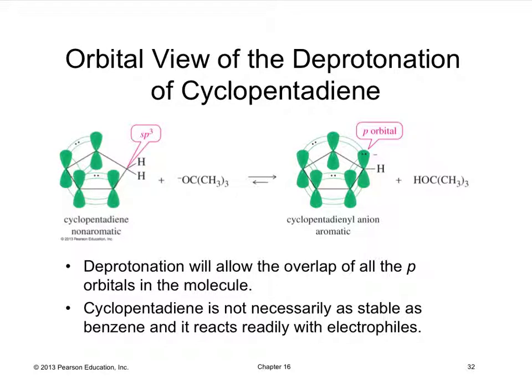If we look at the orbital view of deprotonation of cyclopentadiene, here is cyclopentadiene. This carbon is sp3. Electrons will come and pluck off this hydrogen and go in here, and it will form a p orbital. So the deprotonation allows overlap of all the p orbitals of the molecule. The cyclopentadienyl anion is not necessarily as stable as benzene, but it reacts readily with electrophiles because it's nucleophilic because of the 2 electrons. So that ends part 1 of this chapter.